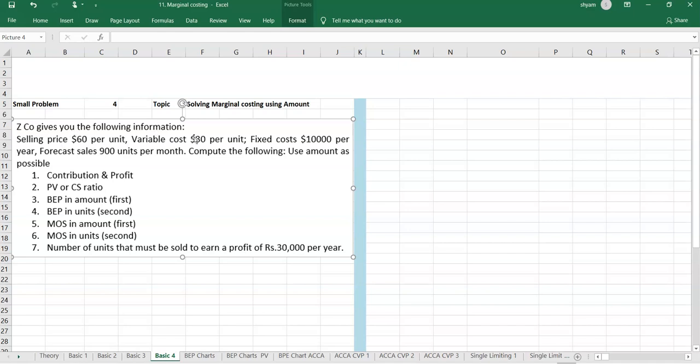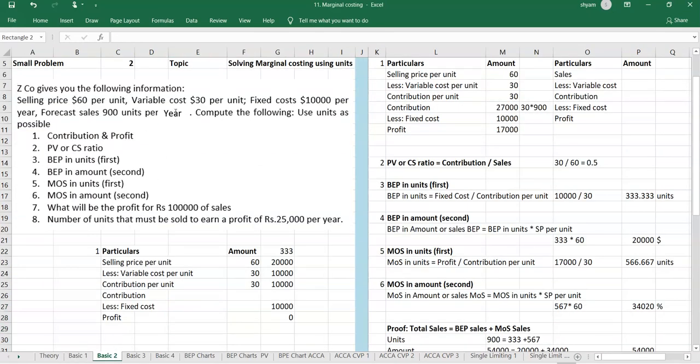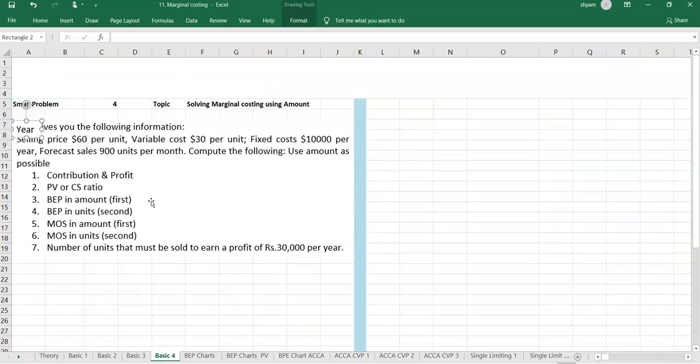ZCO gives you the following information. Selling price is 60 per unit, variable cost is 30 per unit, fixed costs are 10,000 per year. Forecasted sales are 900 units per month. Okay, so it's not per month, we will amend it to per year. Compute the following. Use amounts as far as possible. We should not use units, so our denominator should be in CS ratio. That's why they have said use amounts as far as possible.